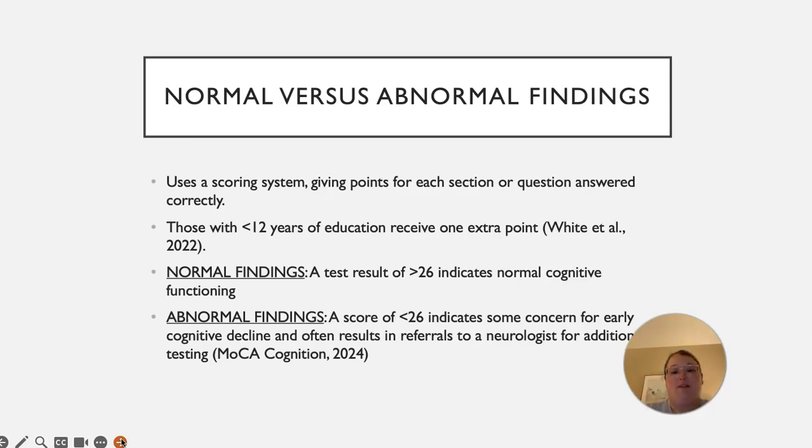Abnormal findings would be a score of less than or equal to 26 out of 30, which would indicate some sort of early signs of cognitive decline. Oftentimes, these patients then get referred to a neurologist for some additional testing, which we will actually discuss later on in this video.